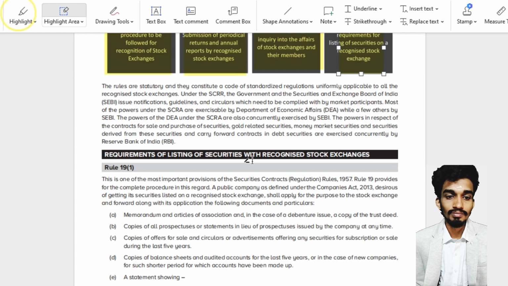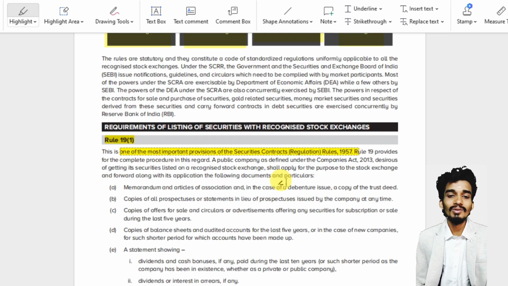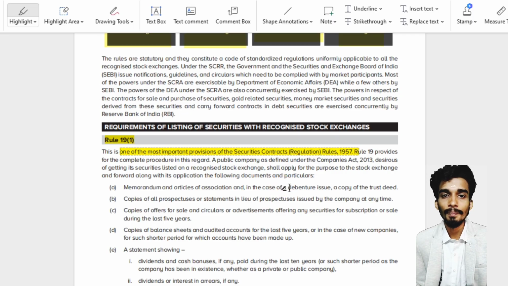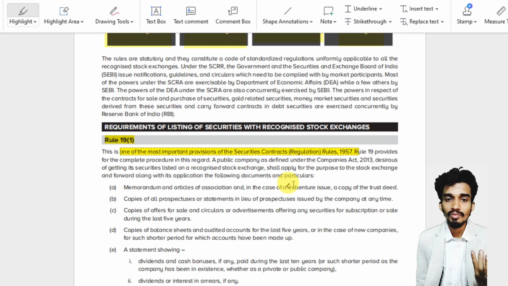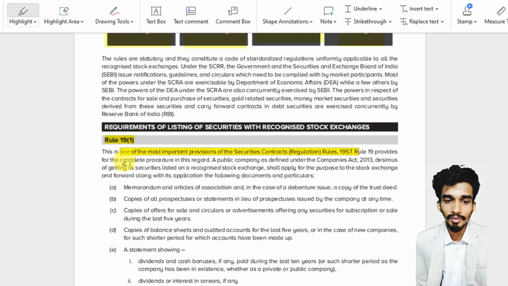So this is the main important provision, because they themselves have quoted this as the main important provision of the SCRR rules, right? It talks about your documents, about what are the things which you require for the purpose of procedure, for getting securities listed on the stock exchange.